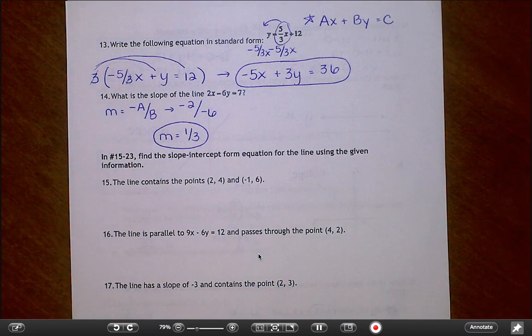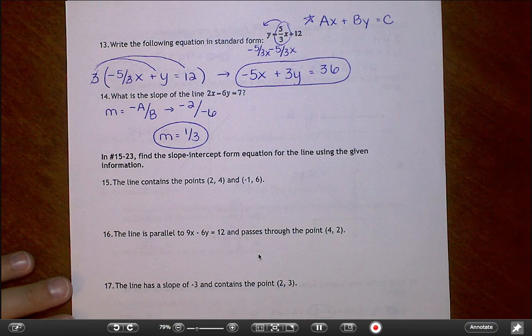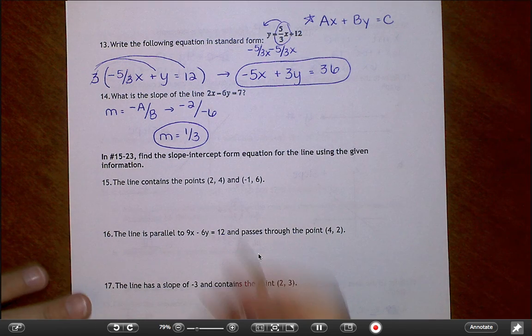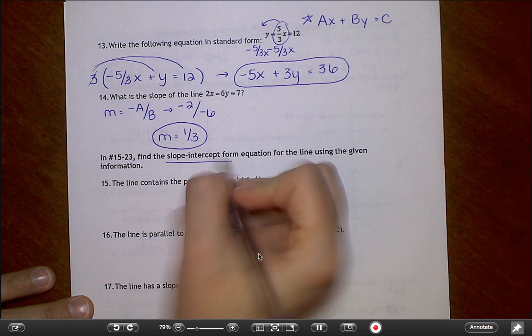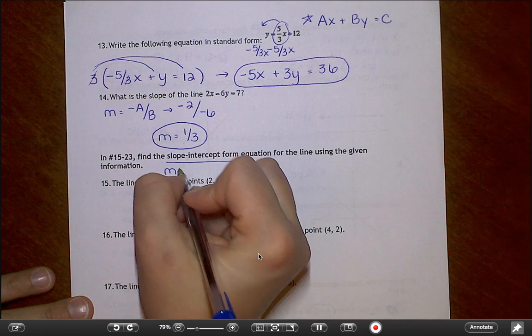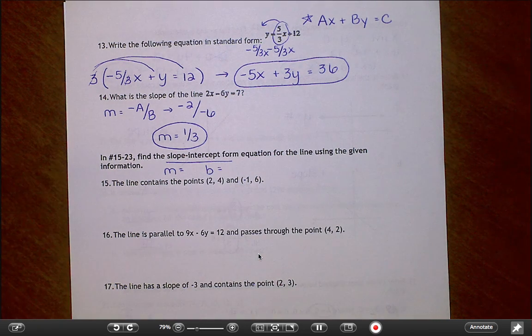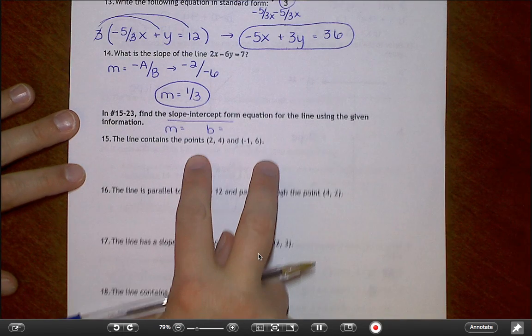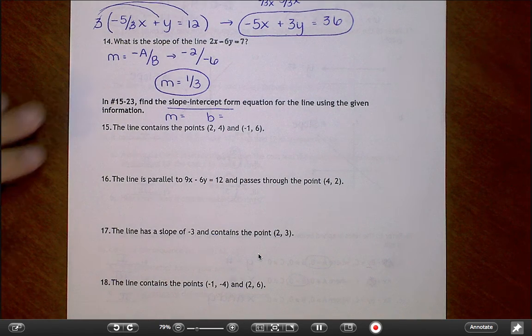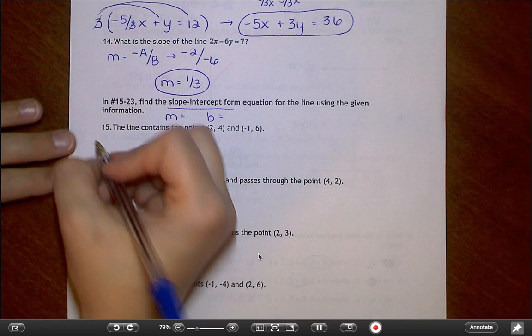So all of these questions are asking you to write the equation for a line. Okay, and if you're writing in slope-intercept form, that means you need two things. You need a slope and you need a y-intercept for every single problem. Okay, and we're going to talk about how we can tackle both of those things. So in this first problem, finding the slope isn't too bad.